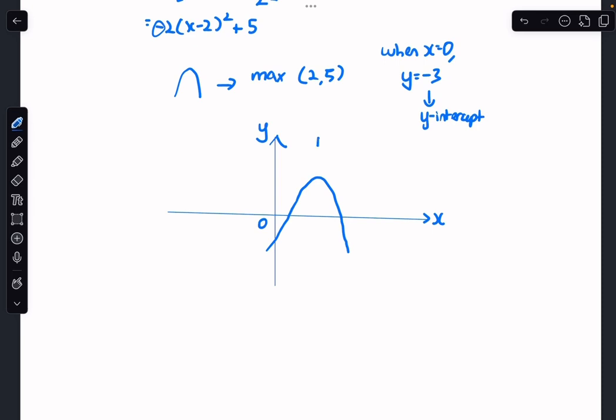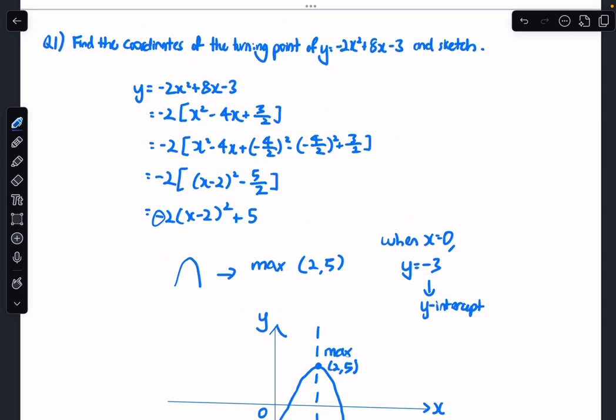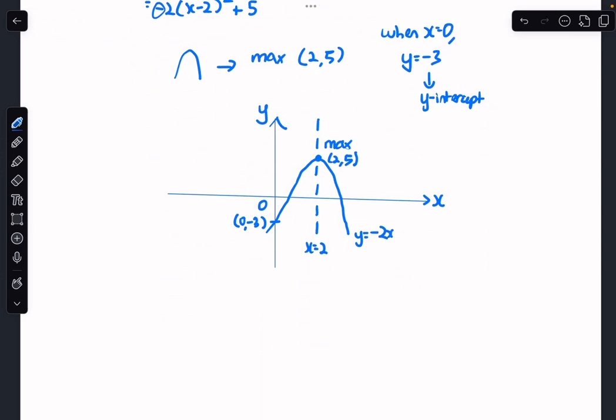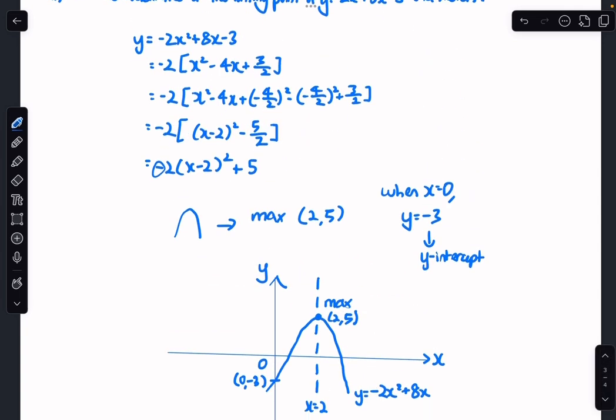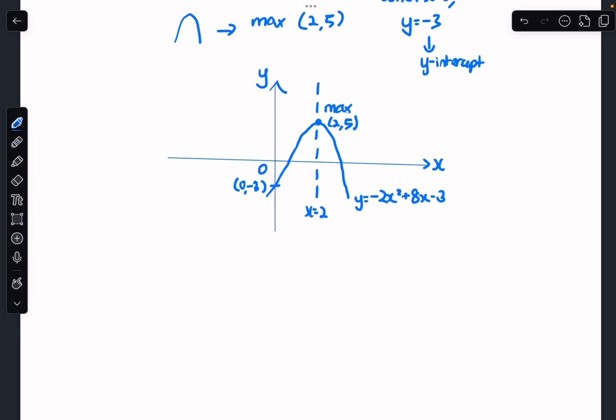Okay, then the line of symmetry will be x equals 2. The y-intercept will be 0, negative 3. And then the max point coordinates will be 2 and 5. Okay, so we need to label the graph. This is y equals negative 2x squared plus 8x minus 3. Yep, and we're done with this question.